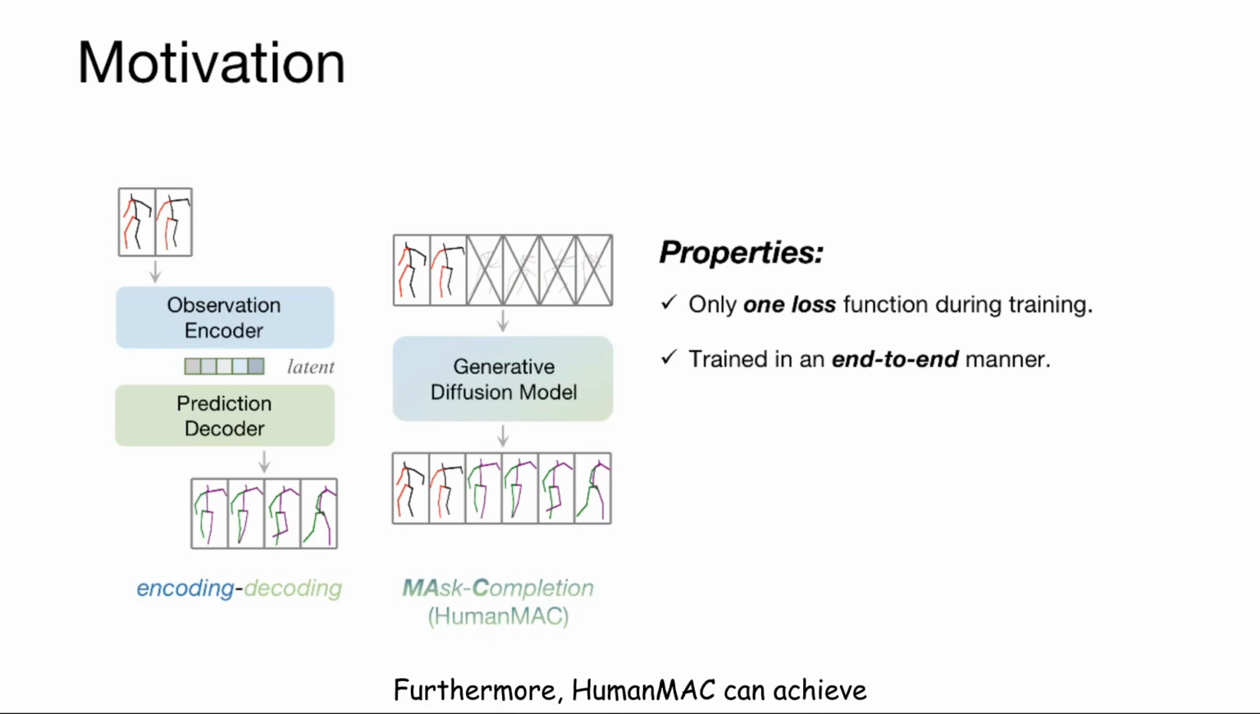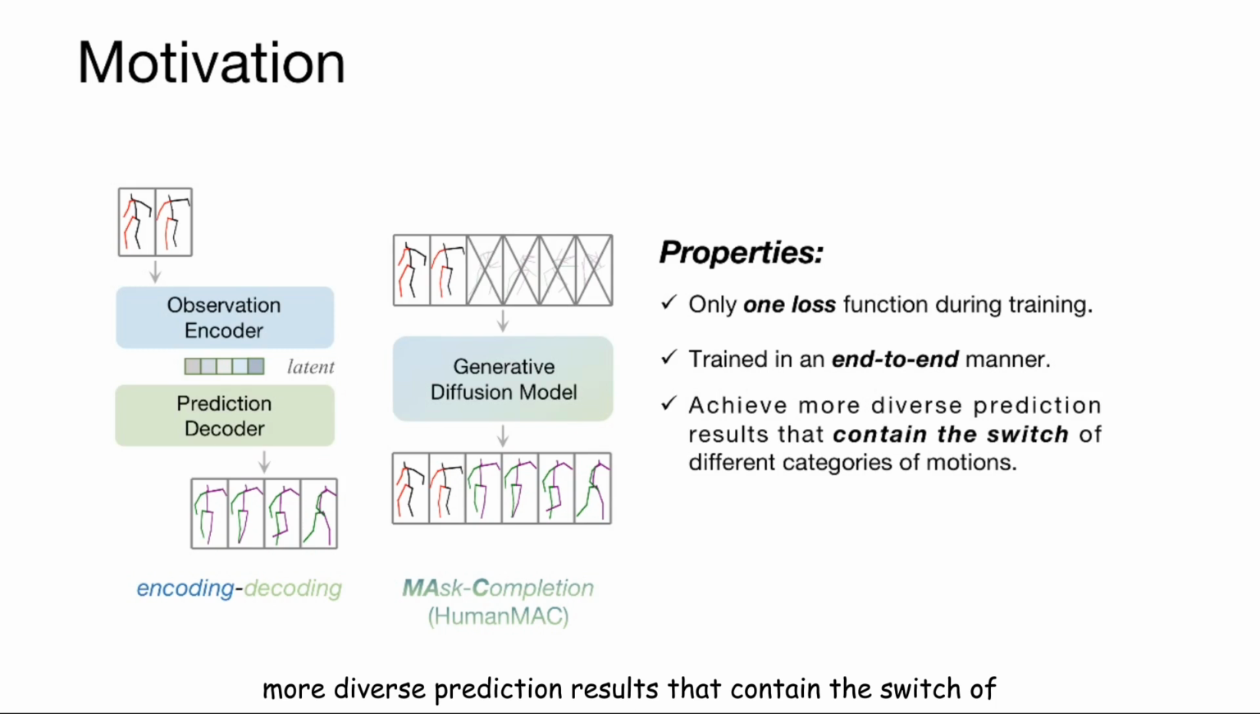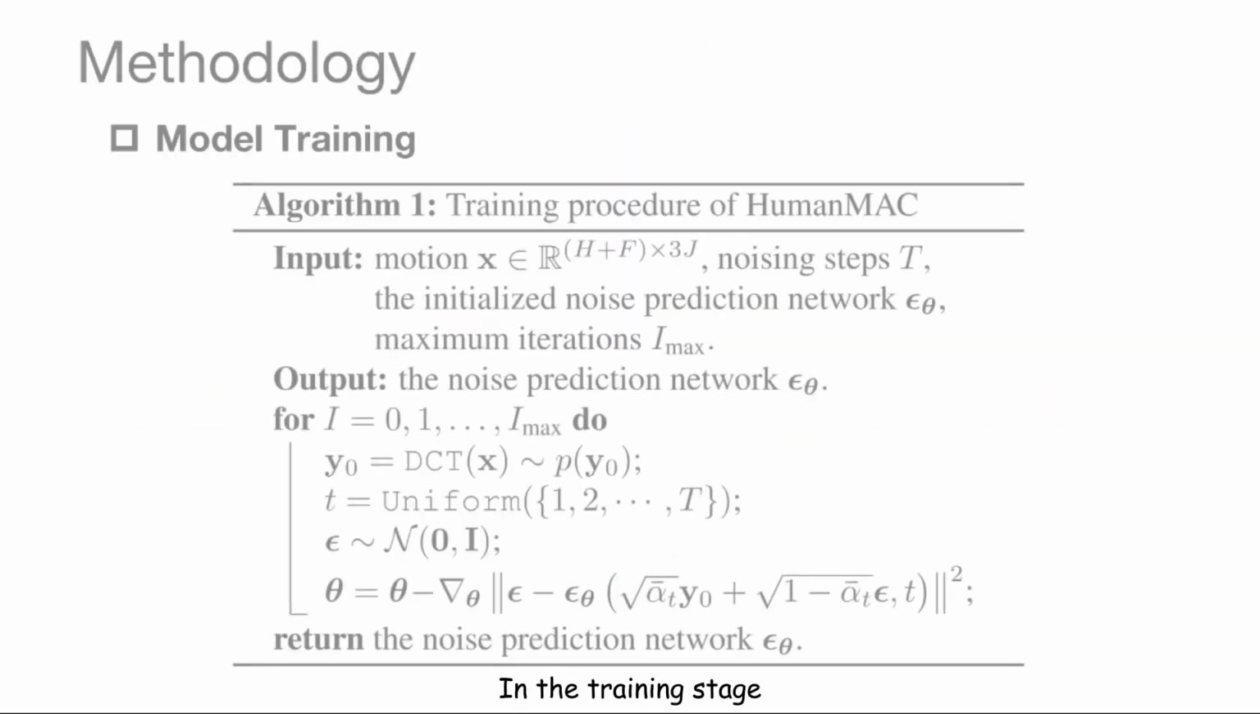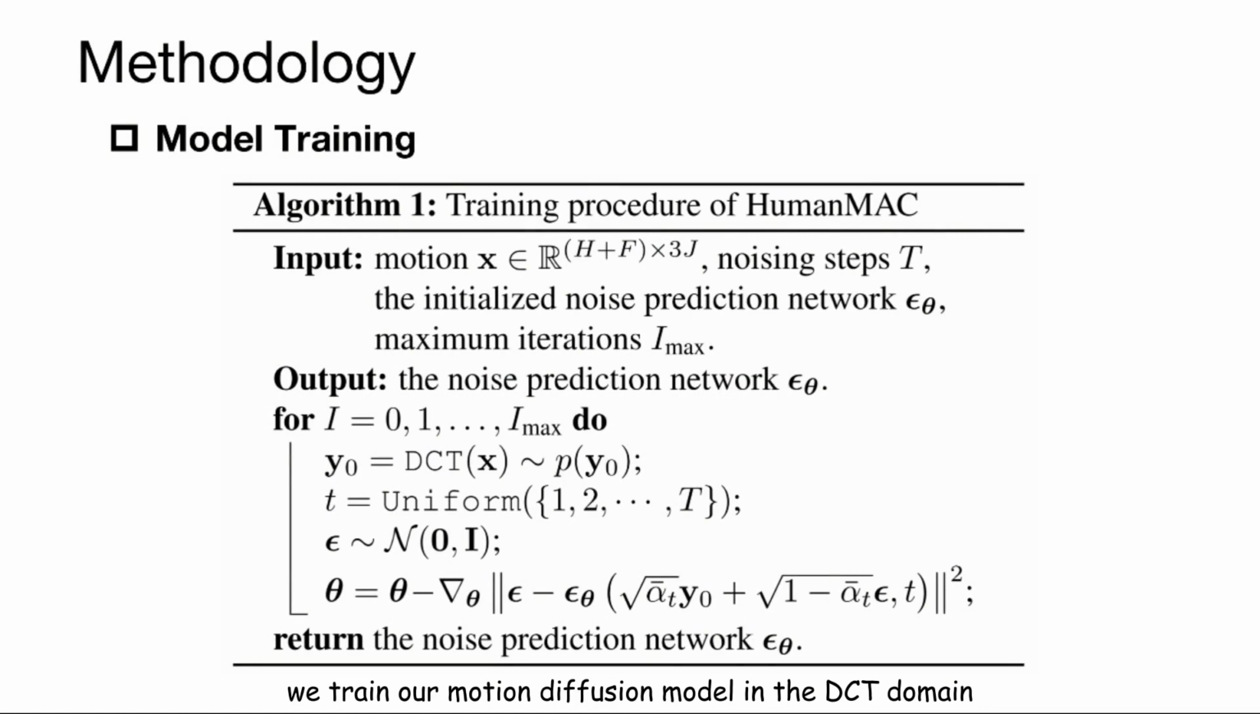Furthermore, HumanMAC can achieve more diverse prediction results that contain the switch of different categories of motions, even though the switch is rare or not presented in observed motion sequences. Previous work proposed the discrete cosine transform, DCT, to predict and generate human motions. The DCT operation extracts both current and periodic temporal properties from the motion sequence, which is beneficial for obtaining continuous motions. Therefore, we train our model with DCT. In the training stage, we train our motion diffusion model in the DCT domain. We train our proposed noise prediction network with only the noise prediction loss.